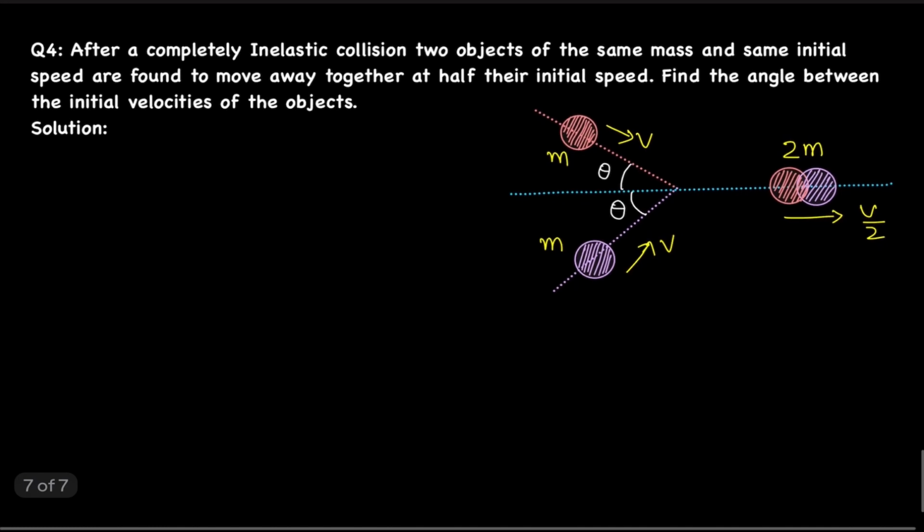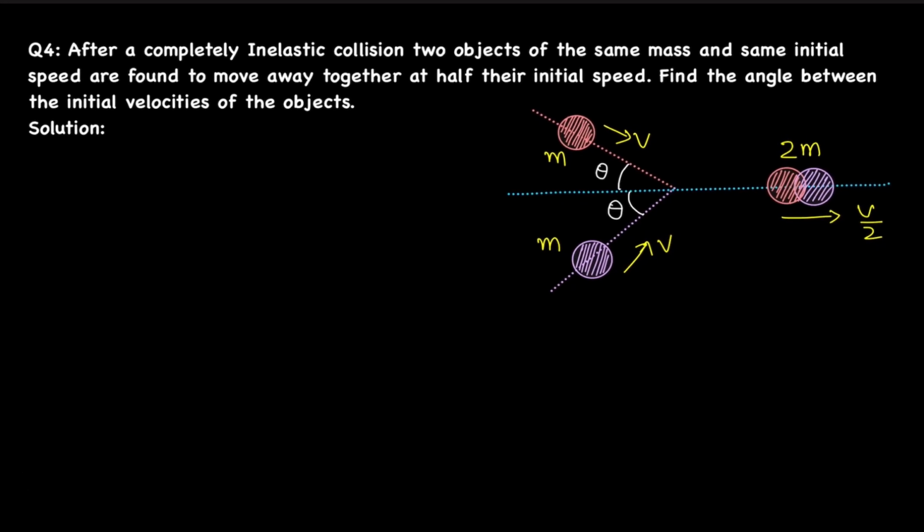So next question is, after a completely inelastic collision, two objects of the same mass and same initial speed are found to move away together at half their initial speeds. So initial speed is v, so half their initial speed is v by 2. They are moving combinedly, so the mass will be 2m. Find the angle between the initial velocities of the objects. So we need to calculate this angle, that is 2 theta.